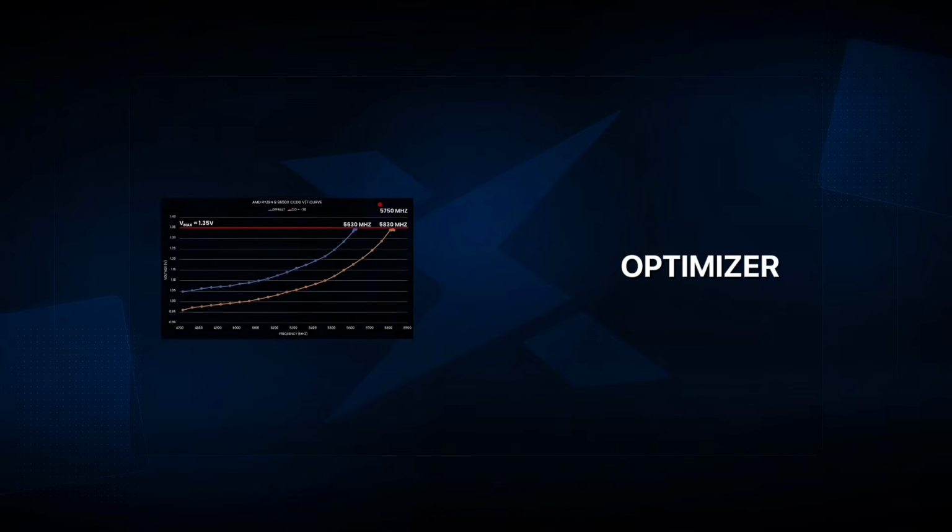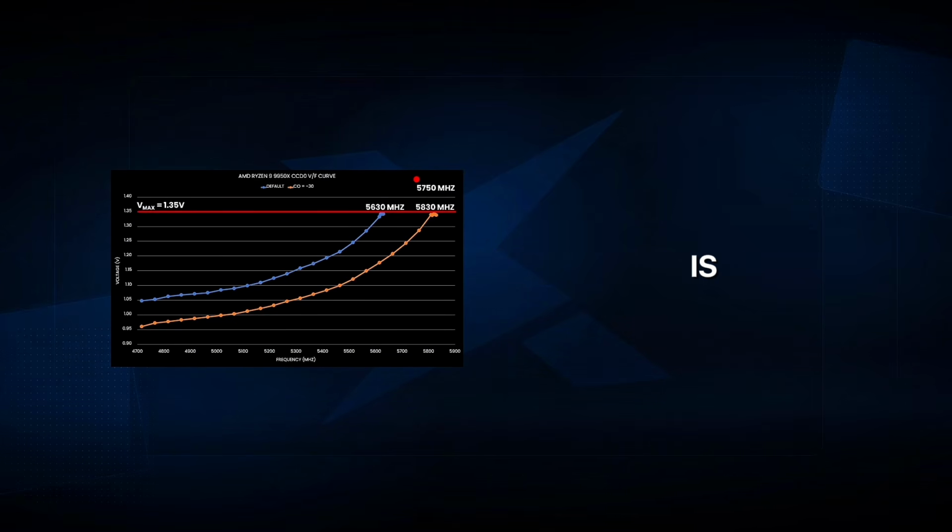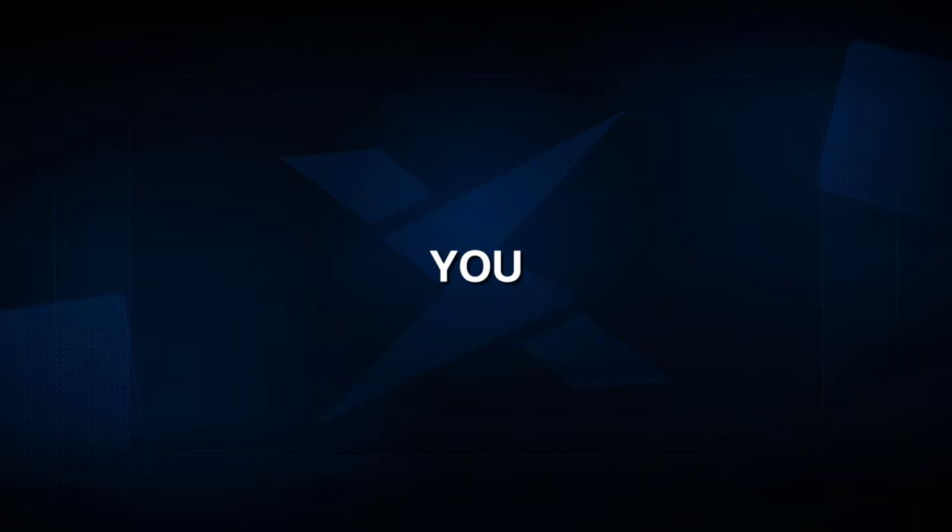And Curve Optimizer is undervolting. What that means is you're telling your processor to run at the same speeds, but using less voltage to get there. And less voltage means less heat, and less heat means the CPU can boost higher and stay there for way longer. It's one of the best things that you could do for a Ryzen processor, and it literally costs you nothing.